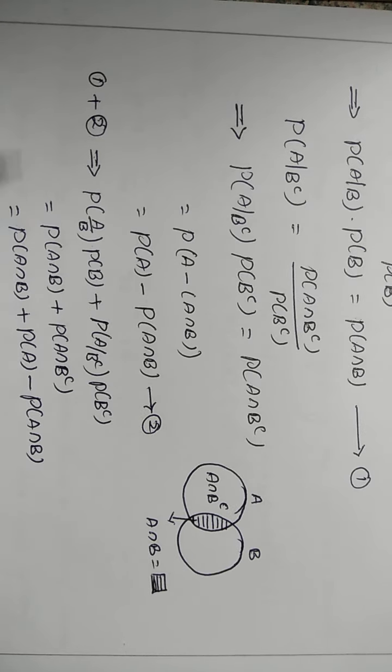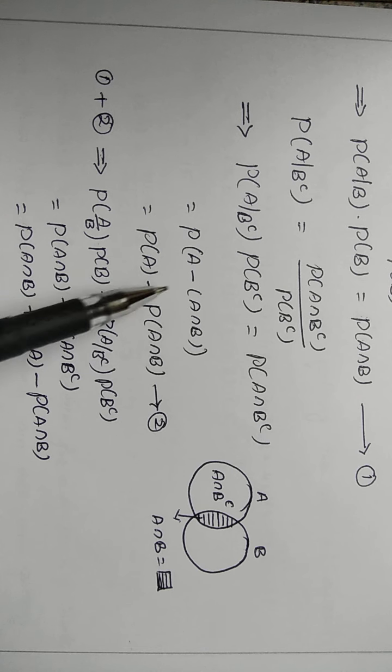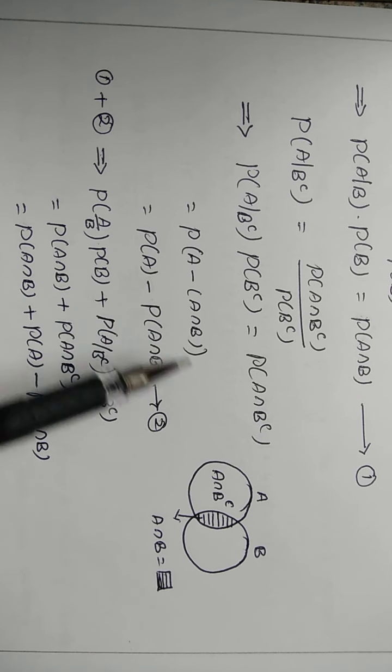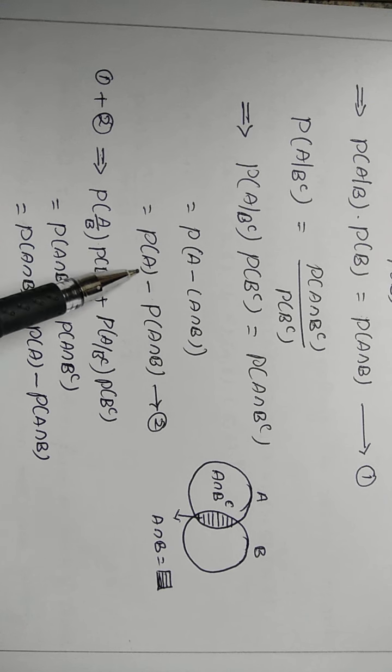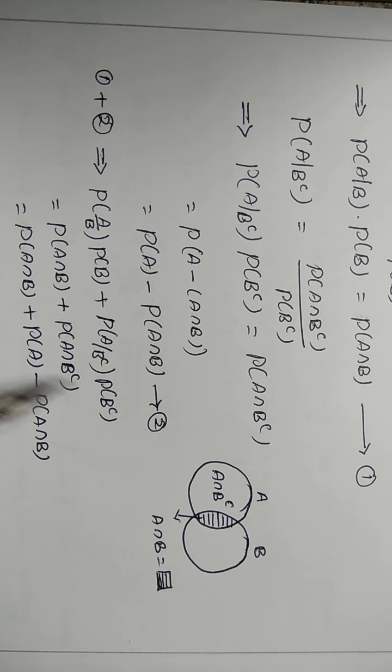Adding 1 and 2. 1 plus 2 is equal to P of A by B, P of B plus P of A by B complement into P of B complement is equal to P of A intersection B plus P of A intersection B complement. But we know A intersection B complement is equal to A minus A intersection B. Therefore, P of A intersection B complement is equal to P of A minus P of A intersection B. You substitute the value P of A minus P of A intersection B. This value get cancelled. The remaining is P of A.